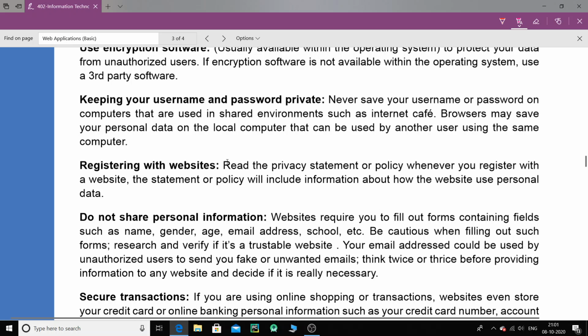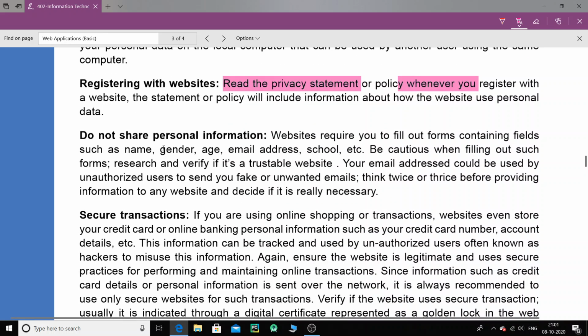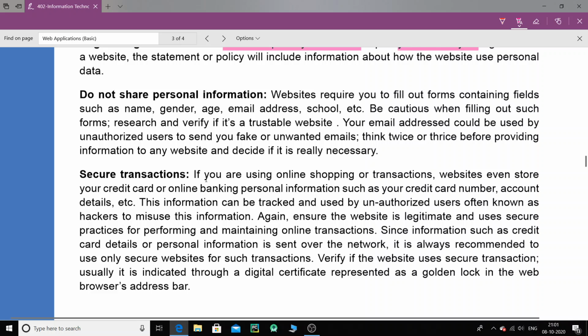Registering with websites, read the privacy statement or the policy. This is important, do not register to every website that you come across. Be very careful when you give any kind of information to websites which are not that known to you. Do not share personal information. As I said, secure transactions are very important while you provide any kind of your banking details to any website. Be very careful.